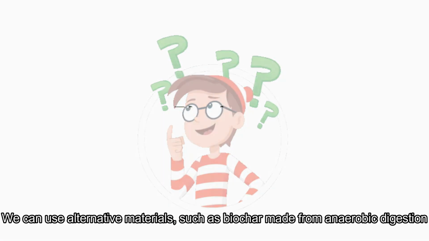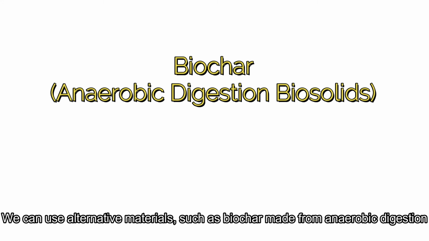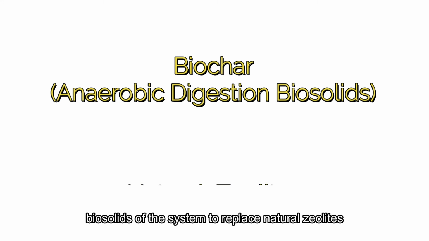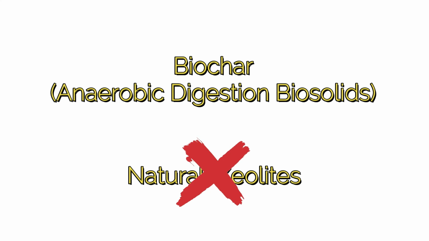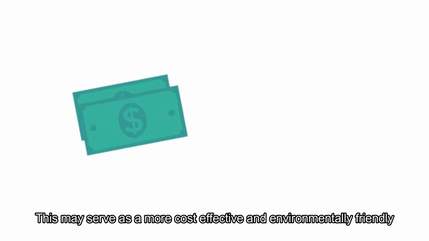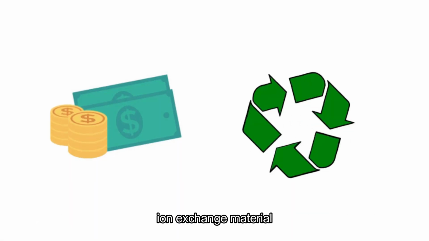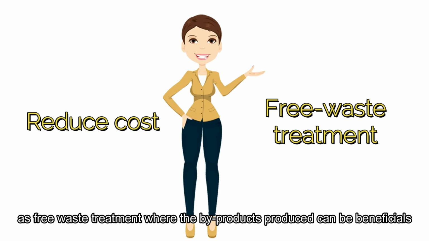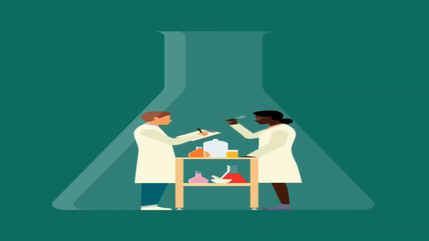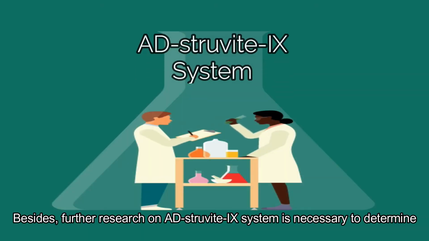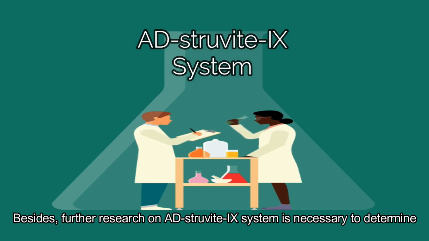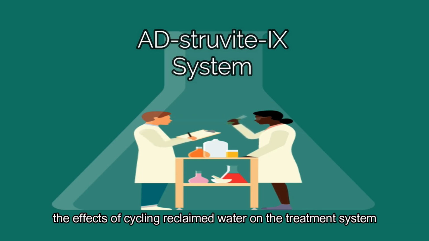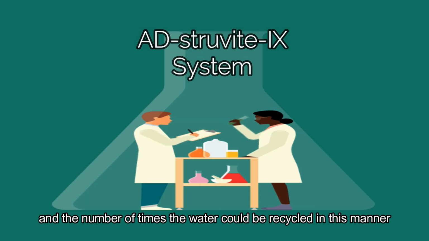We can use alternative materials such as biochar made from anaerobic digestion biosolids of the system to replace natural zeolites. This may serve as a more cost-effective and environmentally friendly ion exchange material. Hence, not only can we reduce the cost, but we can make this a zero-waste treatment where the byproducts produced can be beneficial. Besides, further research on the AD struvite IX system is necessary to determine the effects of cycling reclaimed water on the treatment system and the number of times the water could be recycled in this manner.